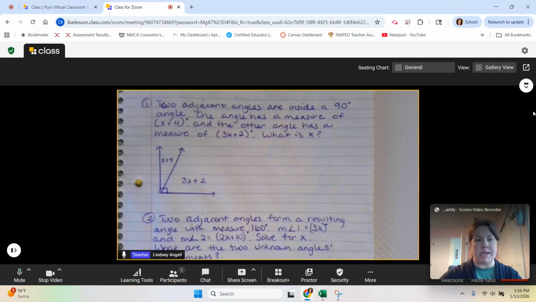So number 1, two adjacent angles are inside a 90-degree angle. One angle has a measure of x plus 4 degrees, and the other angle has a measure of 3x plus 2 degrees. What is x?